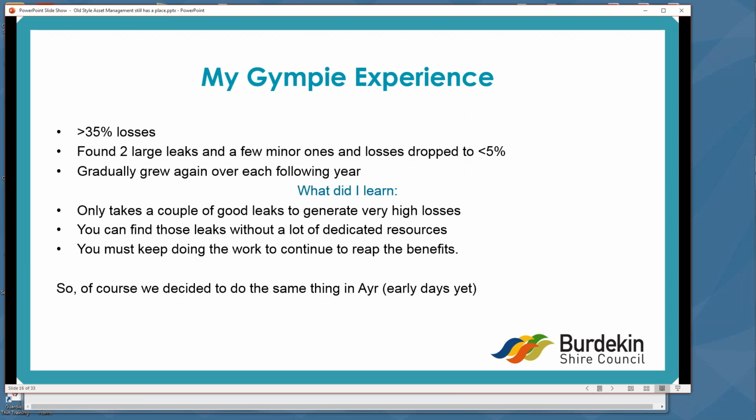So I first carried out leak detection in the Gympie area, and we had losses estimated at over 35% there at the time. And at the time, we only found a couple of large leaks and a couple of little leaks, and we actually dropped our losses back to below 5% for the town of Gympie when we did that work. But what we observed was it began to grow again almost immediately, and year on year it got worse. So from that experience, I learnt that it only takes a couple of leaks to generate quite high losses in a system if they're big leaks.